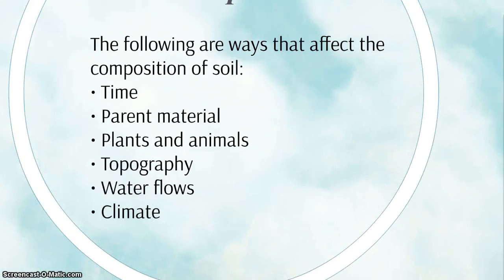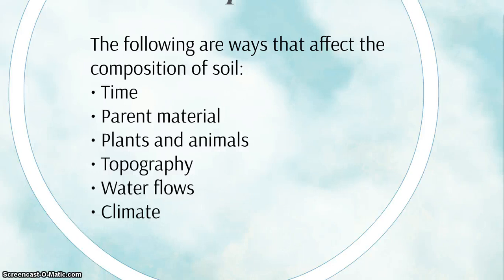Okay, soil compositions. The following are things that can affect the composition of soils. Over time, soil gets robbed of its nutrients from plants growing in it and not replenishing those nutrients. Parent material, that's the rock that the soil is made from. Different rocks are going to have different mineral makeup, and that could also affect the type of soil in an area.